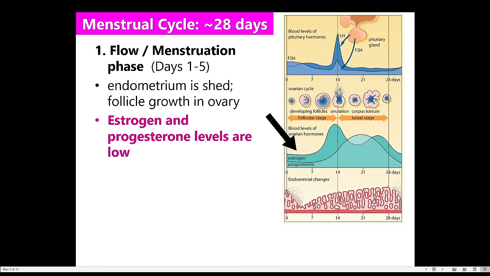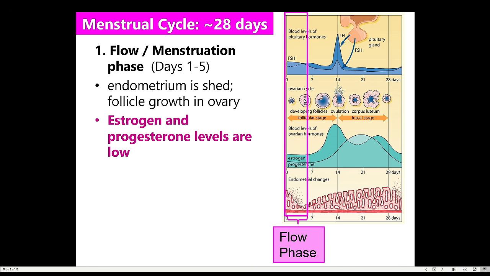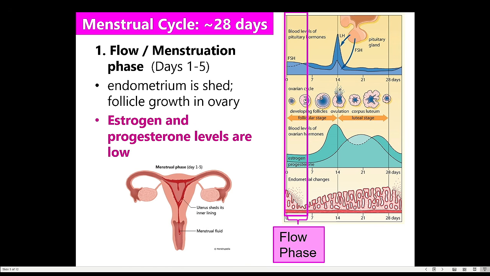During this time also, estrogen and progesterone levels are low. You can see that on the graph. So there we have box flow phase. Ayan ang pinapakita niya. Again, flow phase or menstruation, this is the time when menstrual fluid comes out of our vagina.